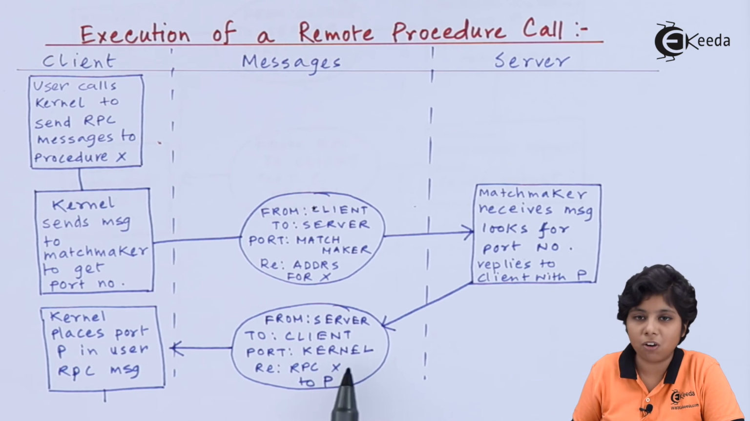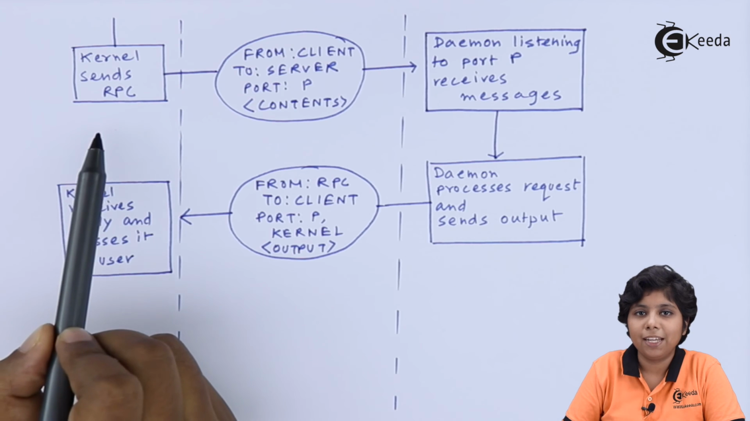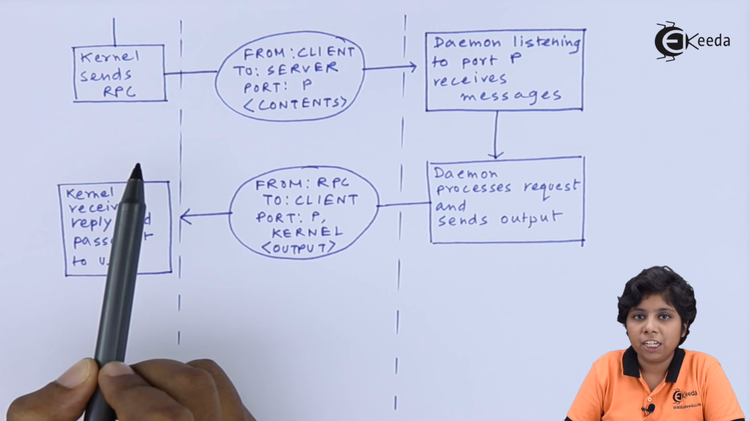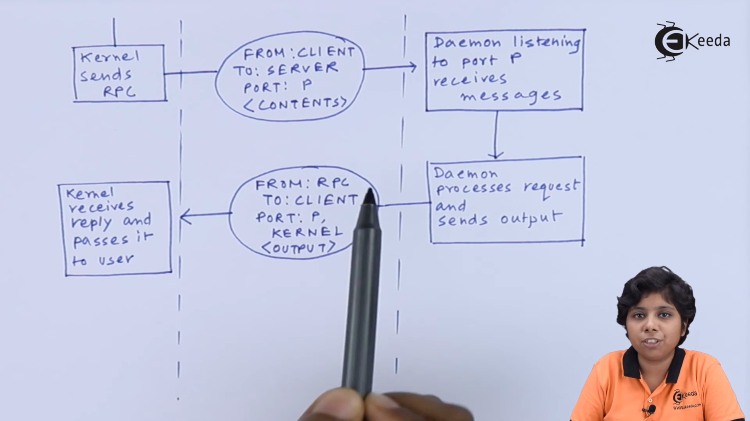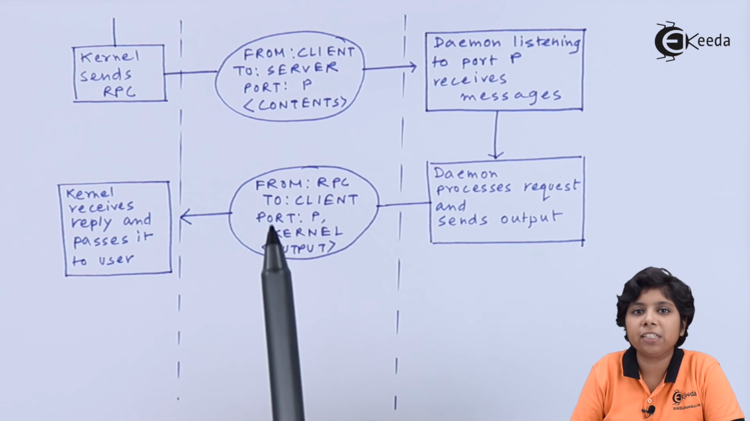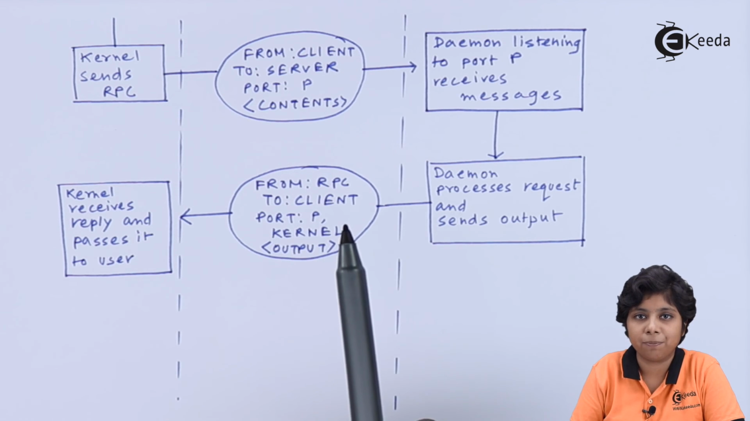Here the port is now kernel and it is the RPC, remote procedure call X of the procedure. The port number is P. Next the kernel places the P in the message. Next, the kernel sends the remote procedure call. Here, from the client to the server, the port is P, and it actually contains the contents, the messages or the services that are requested.